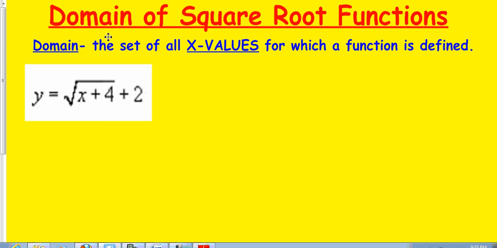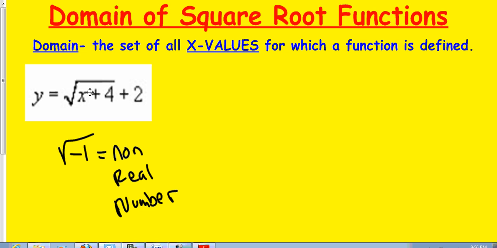In addition to using a graph to find the domain of a square root function, we can also find the domain algebraically. So once again, we're looking for the domain, the set of all x values for which this function is defined. Well, you can take the square root of any positive number, but if you try to take the square root of a negative number, that is a non-real answer. The square root of negative numbers does not exist.